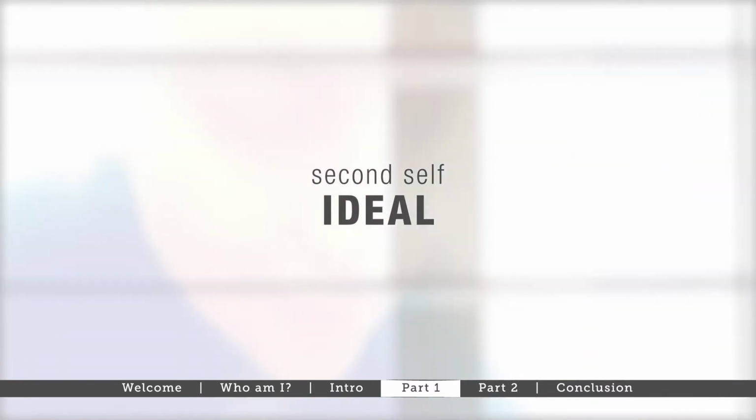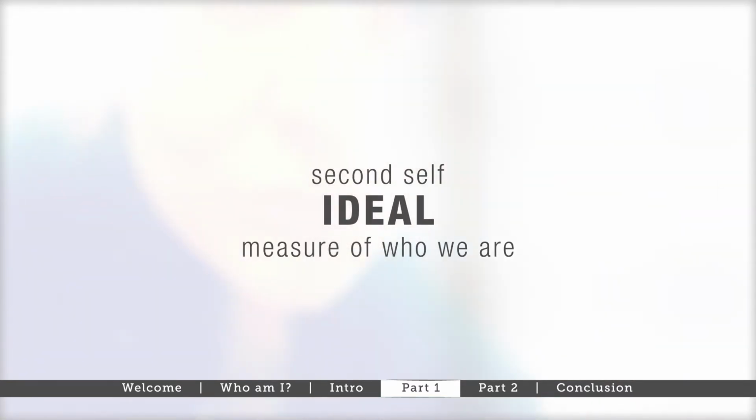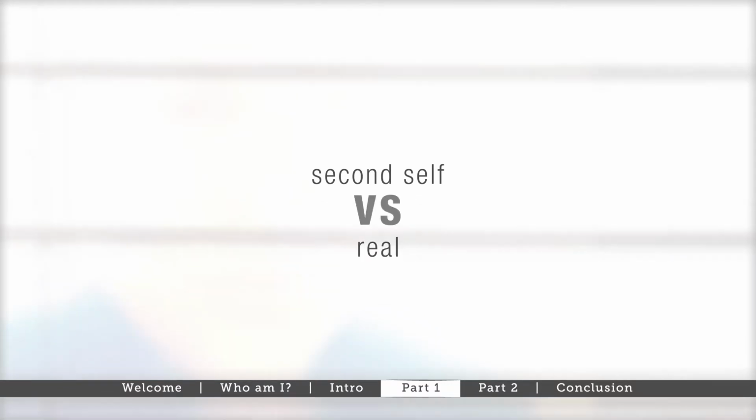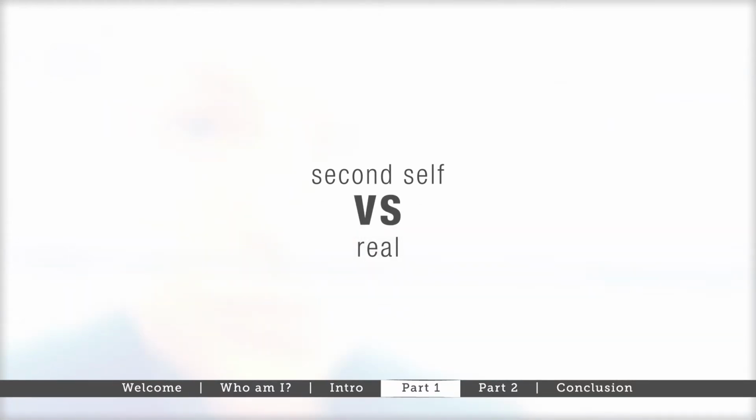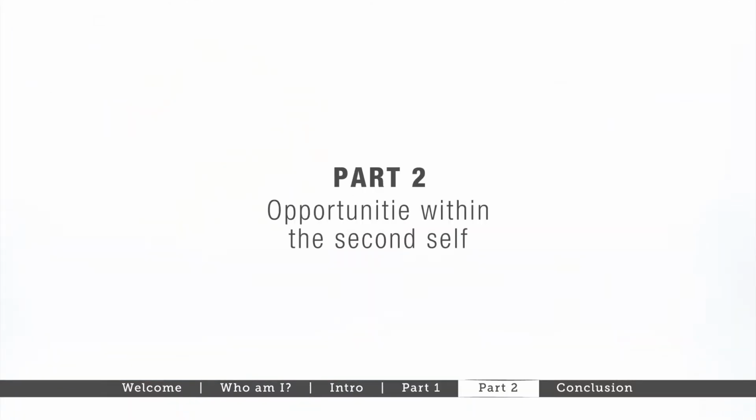We recognize an ideal in our second self and understand that it serves as a measure of who we are. Through these identities, we represent that archetype, false or otherwise. This is perplexing when the difference between the real and the digital may bear marked differences. Part 2, Opportunities within the second self.